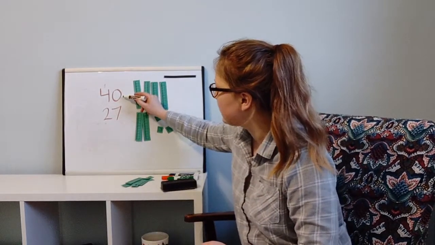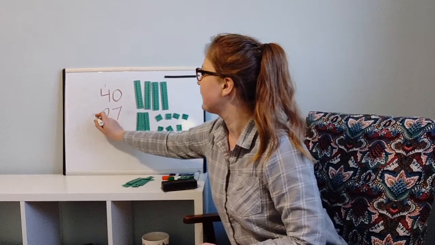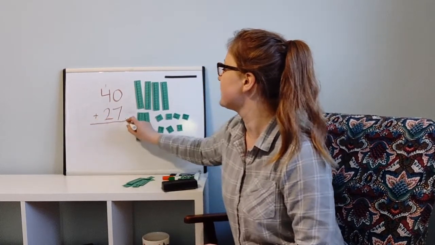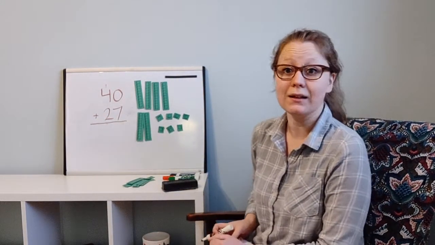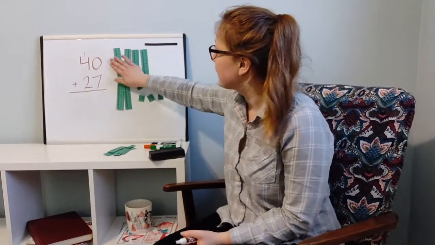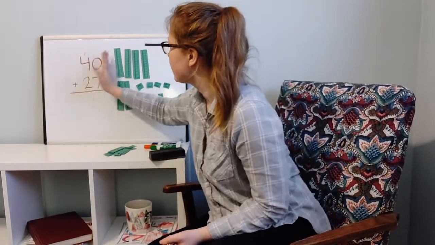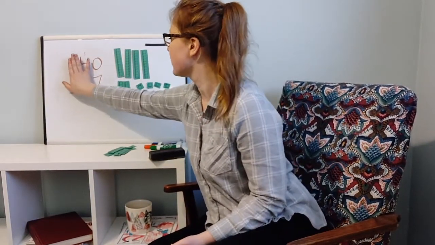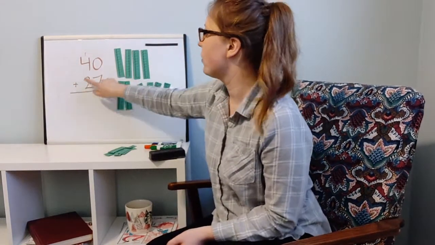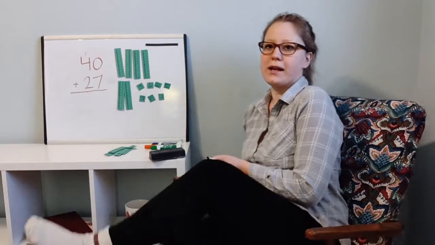So it's going to look like this. 40 plus 27 equals something. So let's take a look at our number here. We have just our ones column first. So we're going to ignore the tens for now. It's like saying we have 0 plus 7 right now.